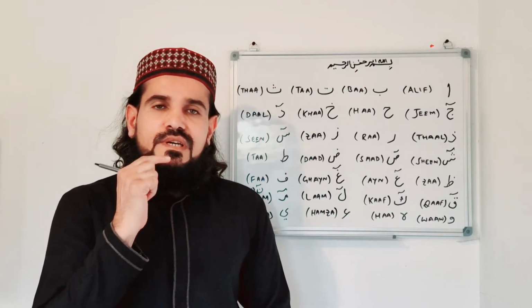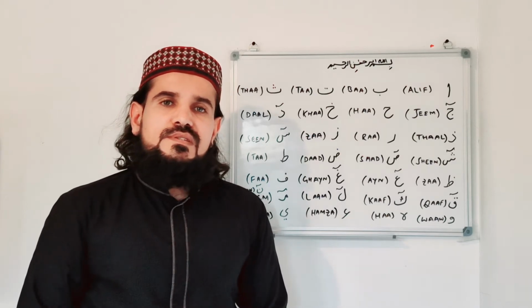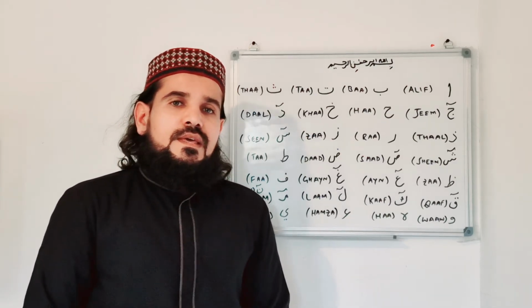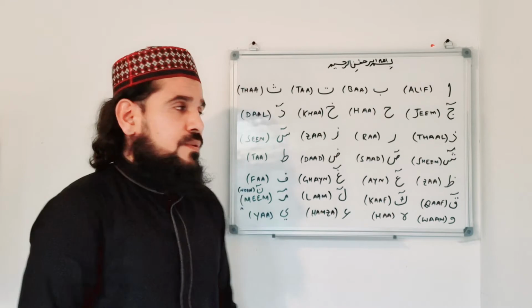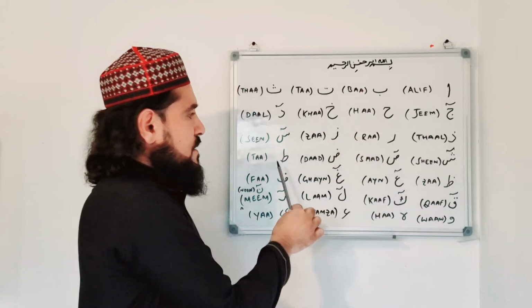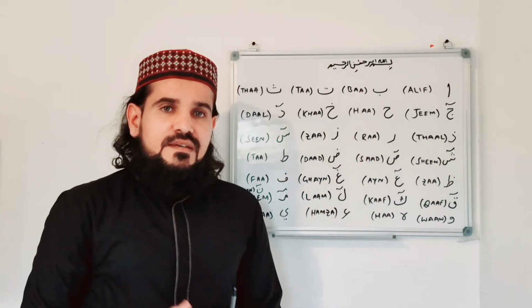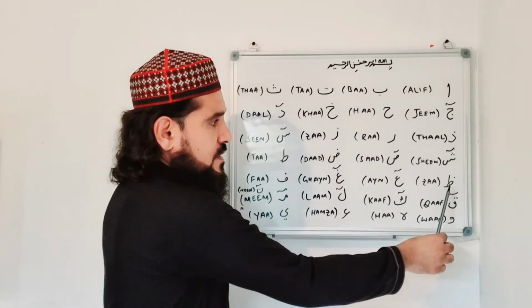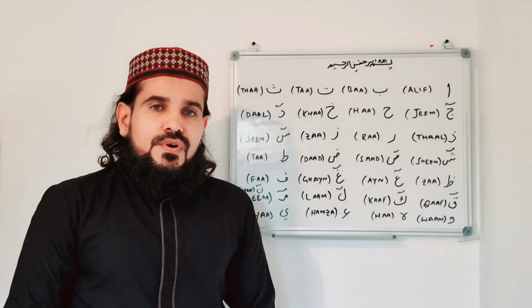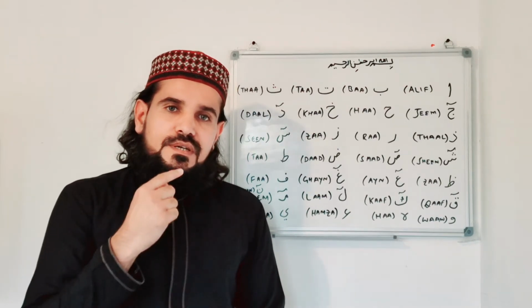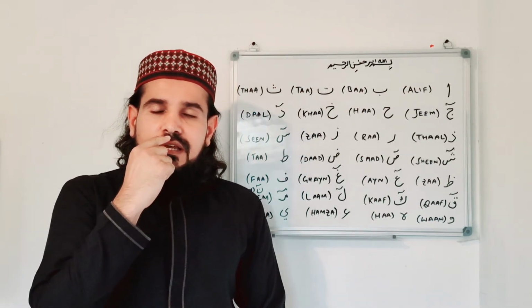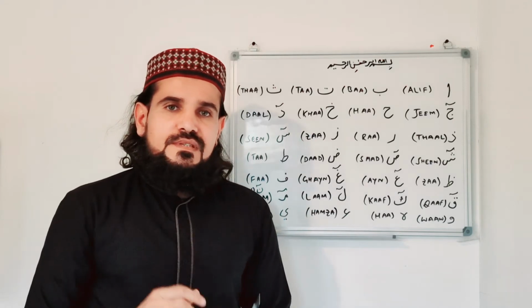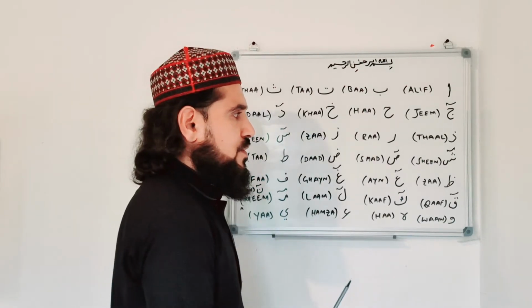Next, ta. Again, tip of the tongue. You touch your tongue at the back side of your top incisors, then you pronounce the sound ta. This is one ta and this is the other ta. So one will be a bit round and the other will be a straight sound. Next will be dha. Again, tip of the tongue when it is between top and bottom incisors. That is the makhraj for dha.